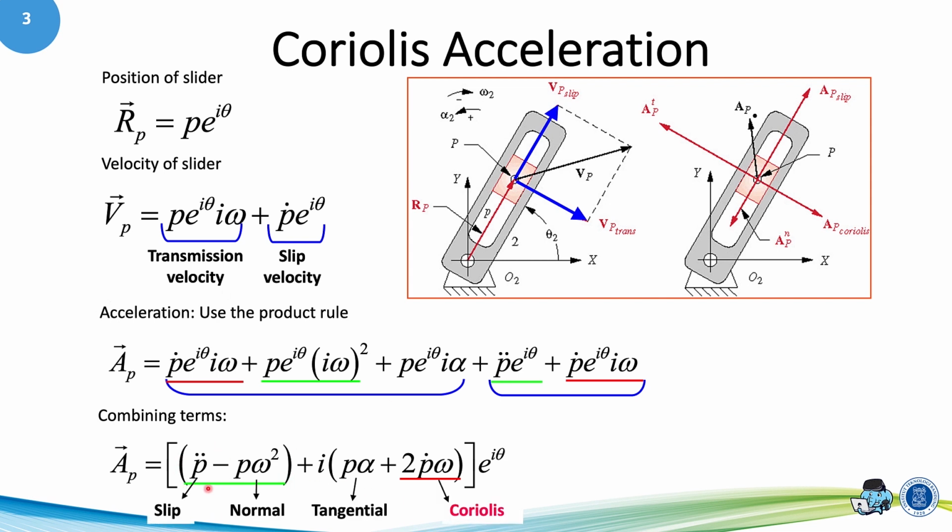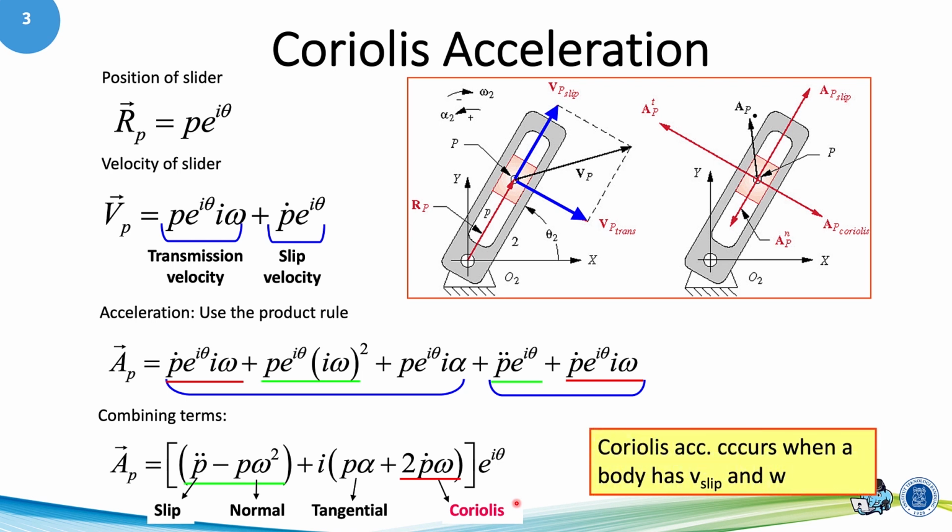So this one is called the slip acceleration, and here is the normal acceleration. This term is the tangential acceleration, and this one, 2 p dot omega, is the Coriolis acceleration. So the Coriolis acceleration, as you can see here, occurs when the body has v slip and omega. The v slip here is p dot and omega is this one.